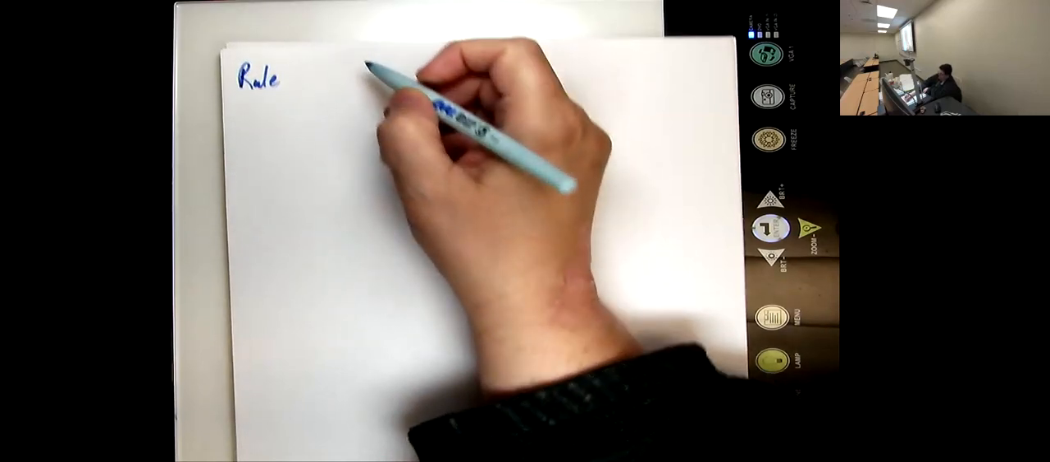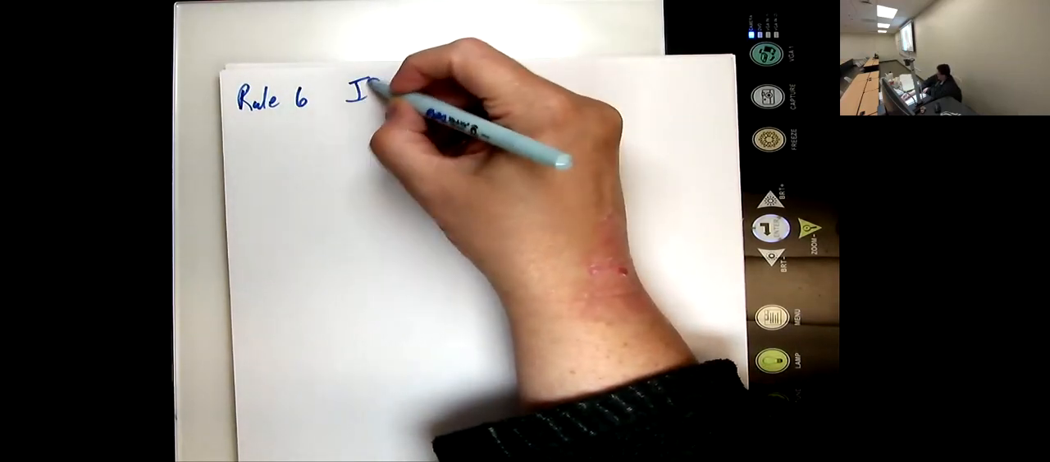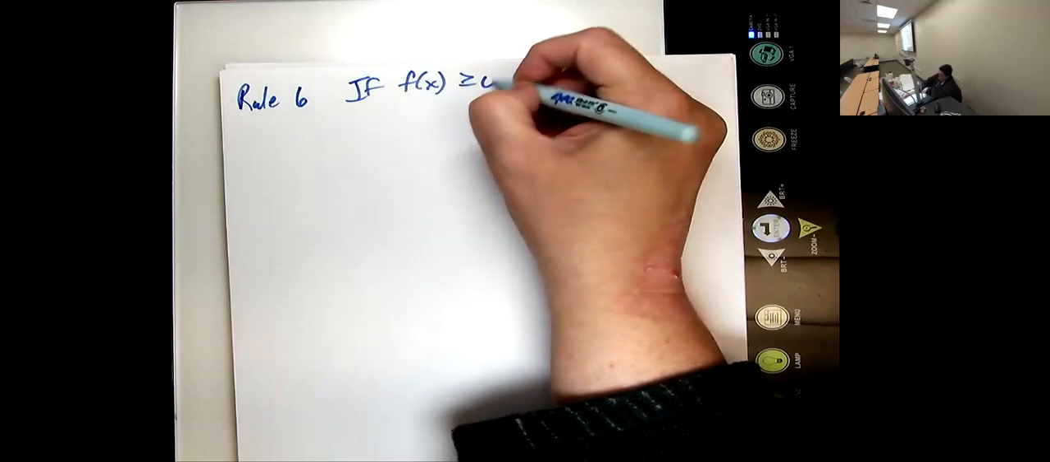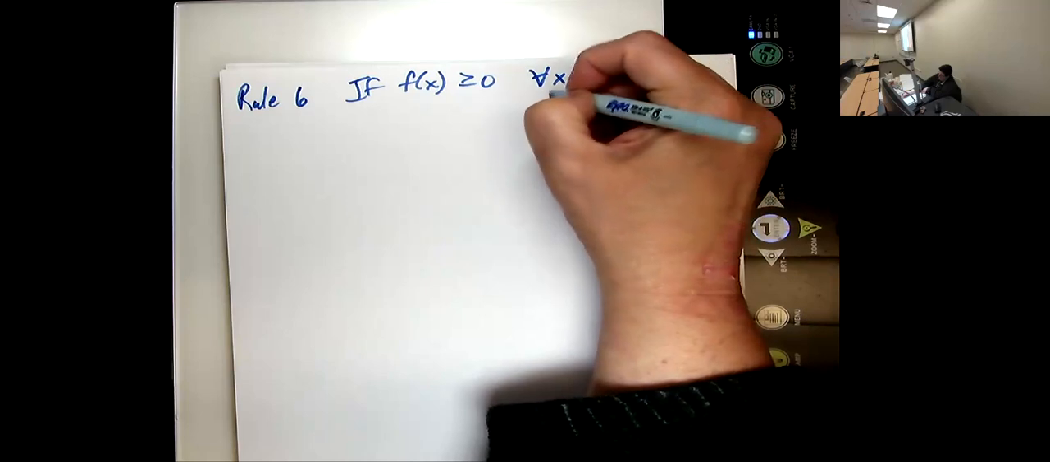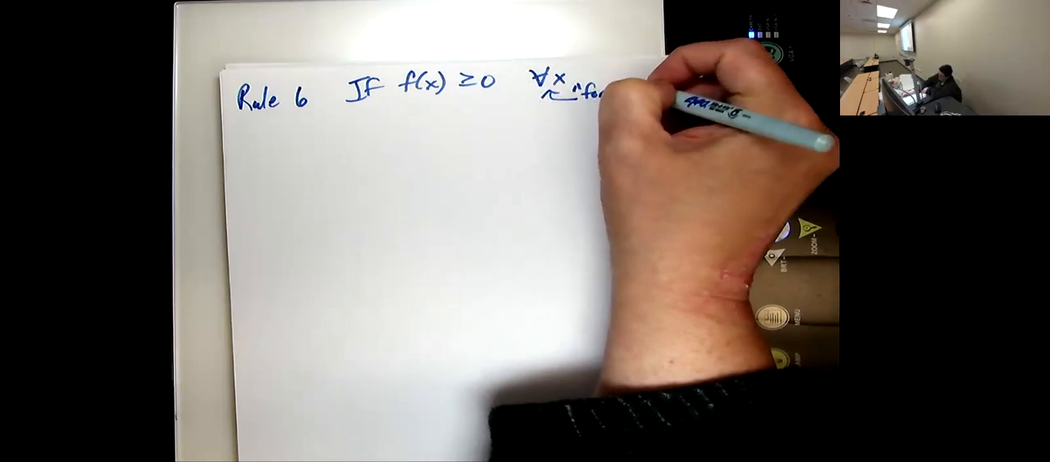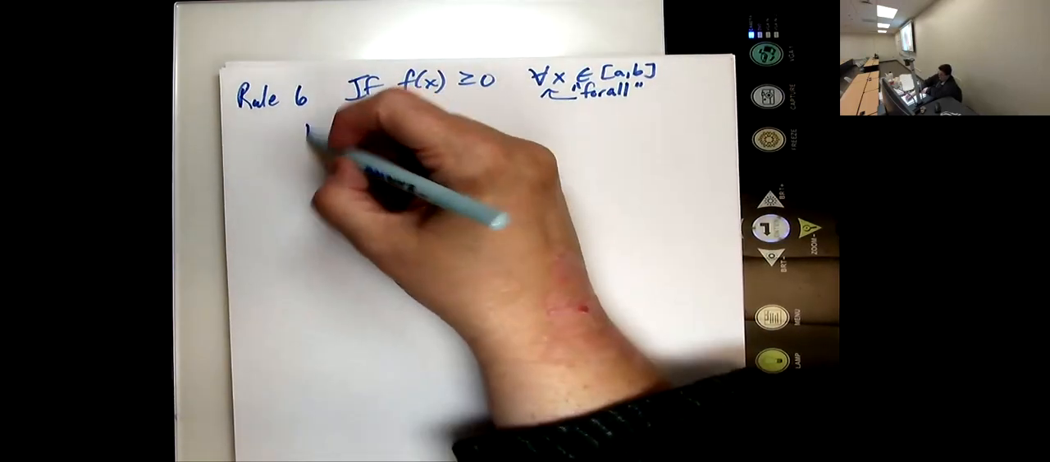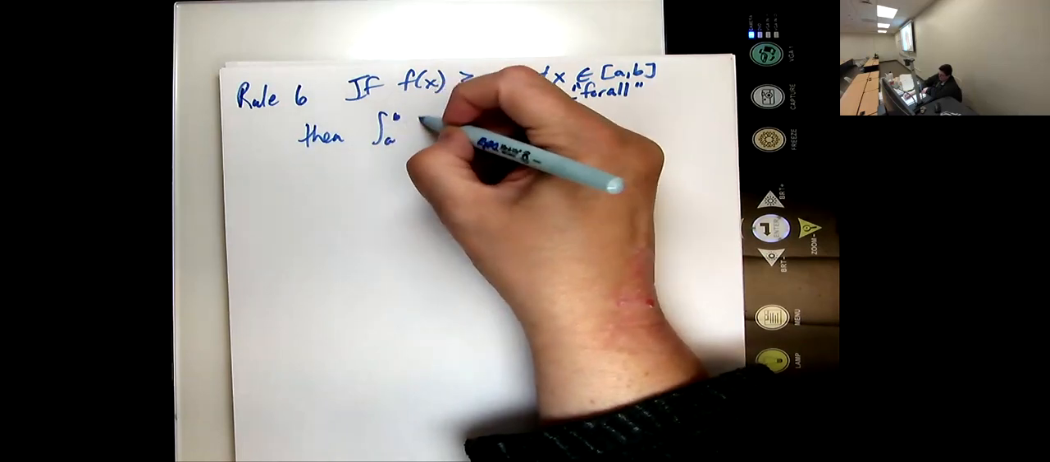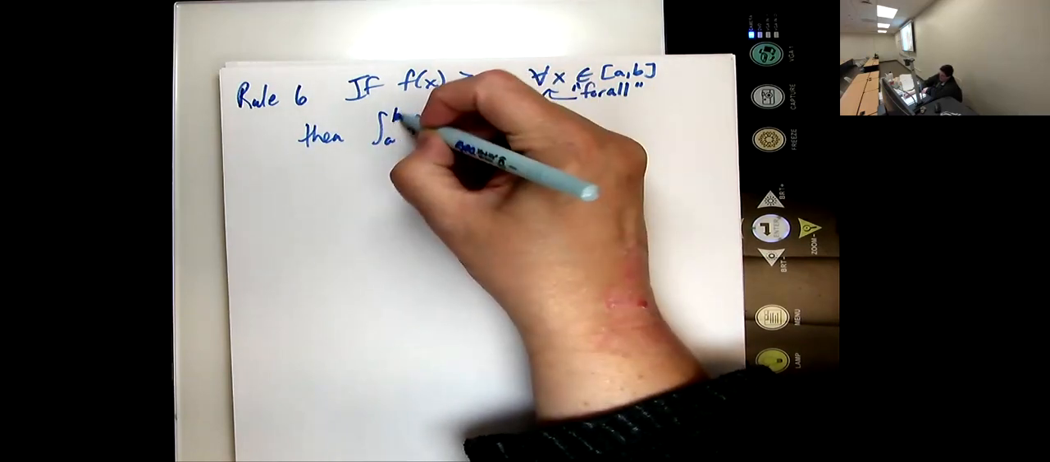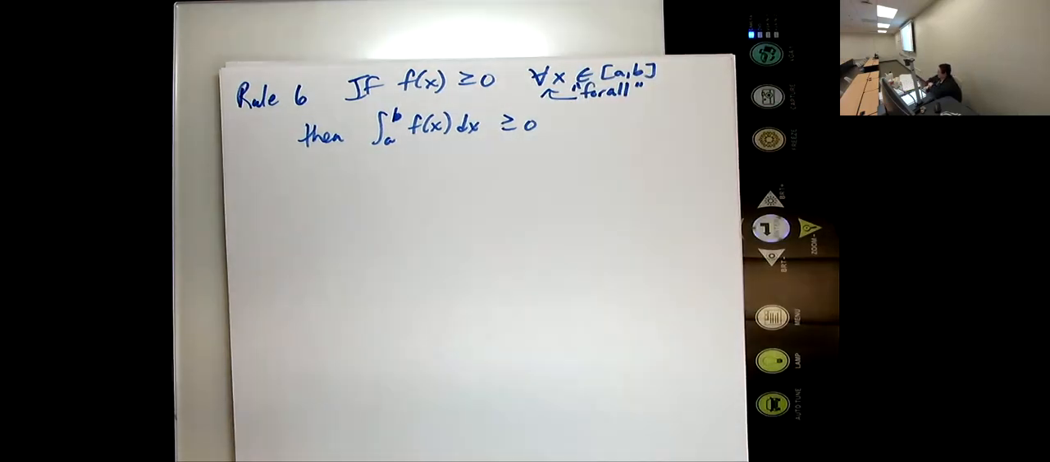Like rule 6, I could say rule 6 and 7. I think they described all these as theorems. If f of x is greater than 0 for all x in a to b, remember that's for all, then the integral from a to b of f of x dx is greater than or equal to 0 also. The function is positive everywhere, so the area is going to be positive. Yay! This makes sense.